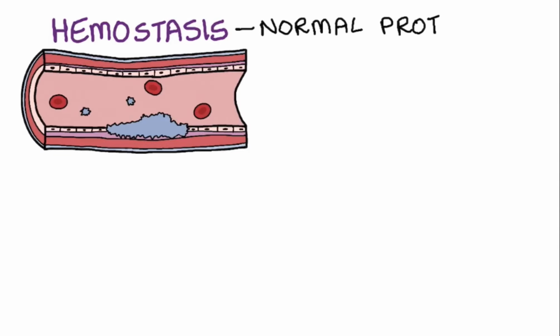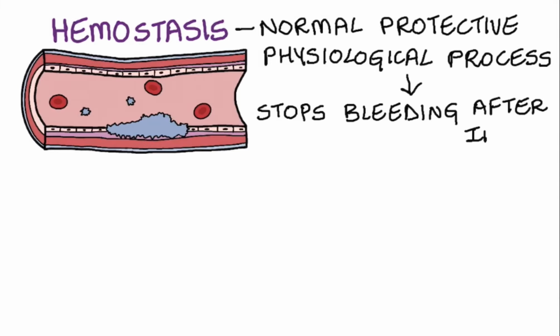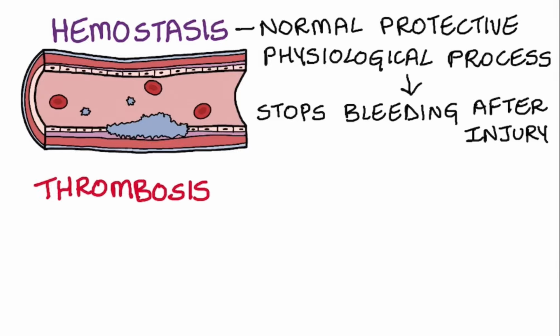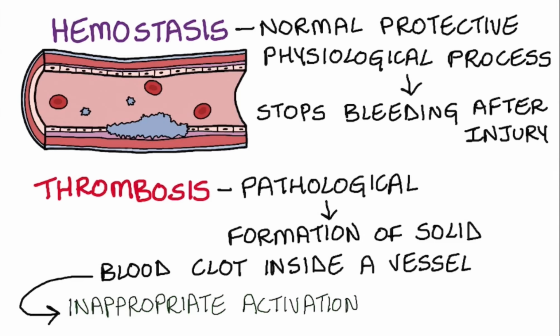Thrombosis. Hemostasis is a normal, productive physiological process that stops bleeding after injury. But have you ever wondered how a life-saving clot becomes a life-threatening problem? Well, unlike normal hemostasis, thrombosis is pathological, where there is a formation of a solid blood clot inside a vessel due to inappropriate activation of the normal hemostasis.